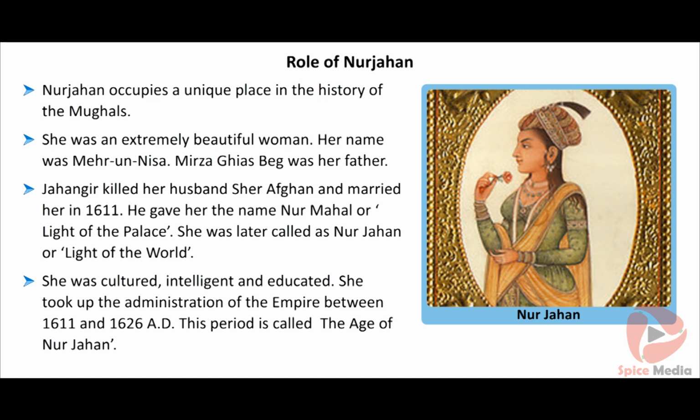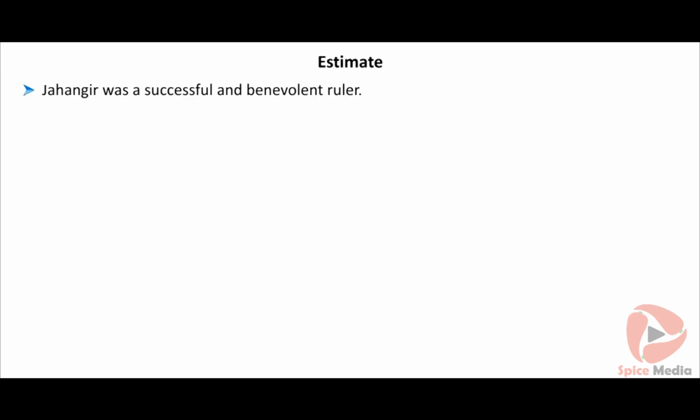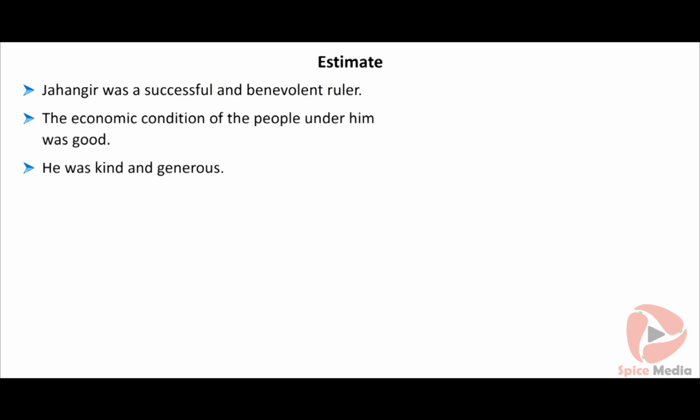This period is called the Age of Nurjahan. After the death of Jahangir in 1627, she withdrew from administration and died in 1645 AD. Estimate. Jahangir was a successful and benevolent ruler. The economic condition of the people under him was good. He was kind and generous.